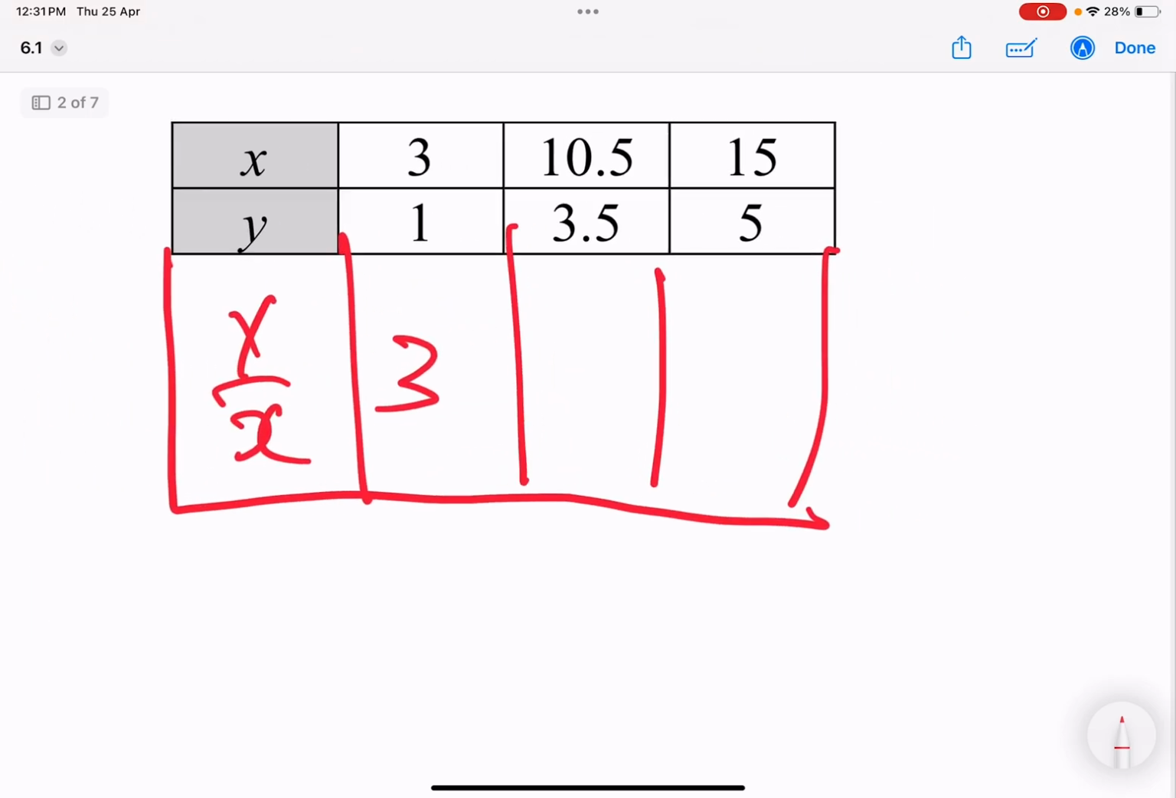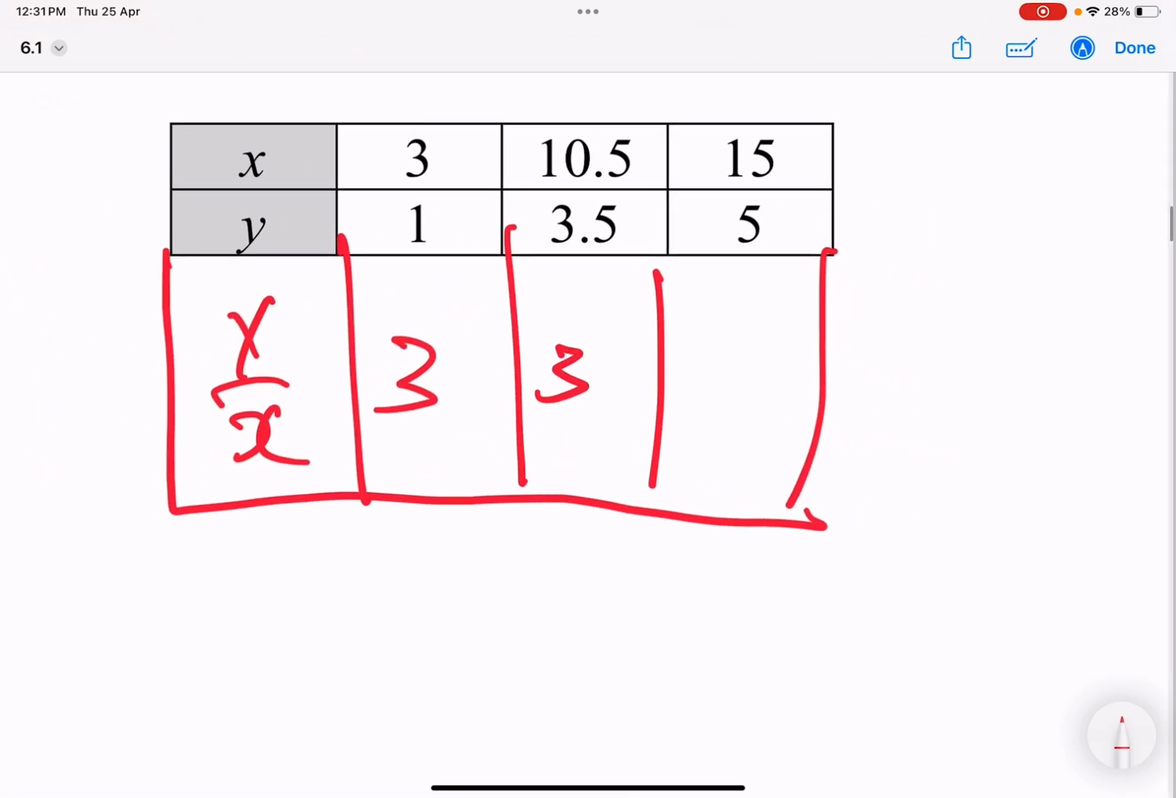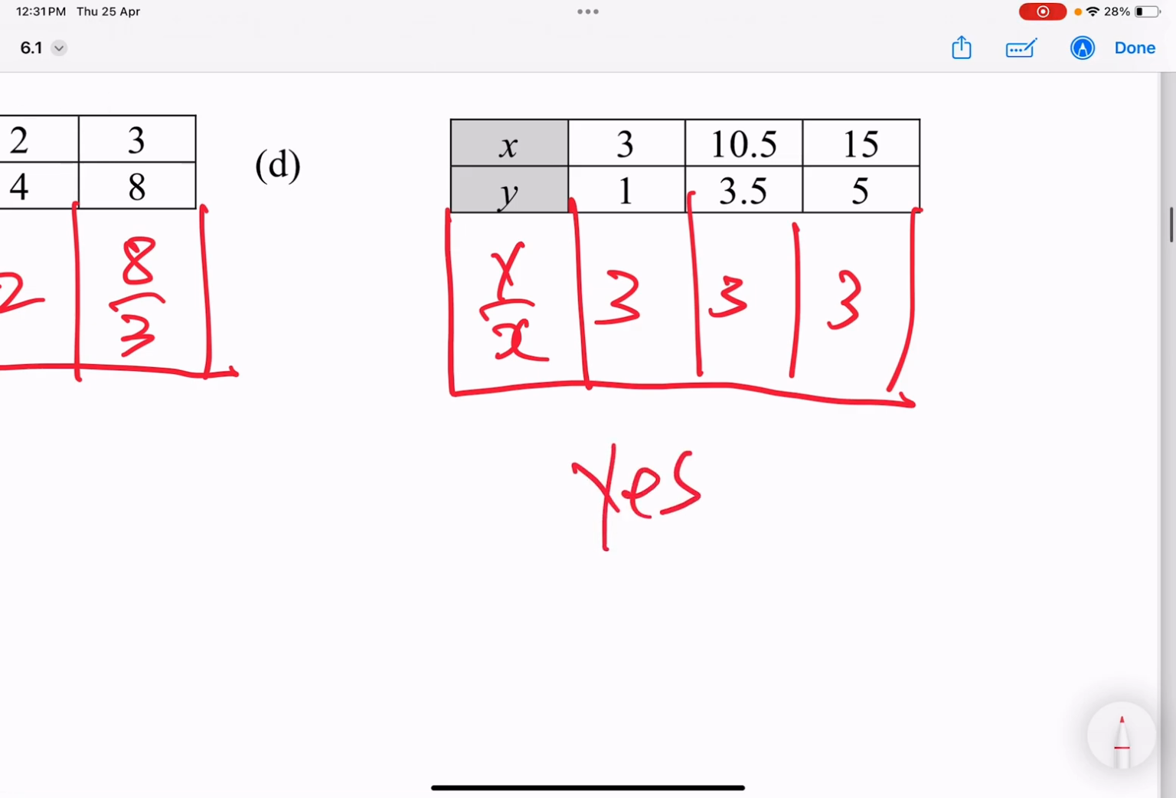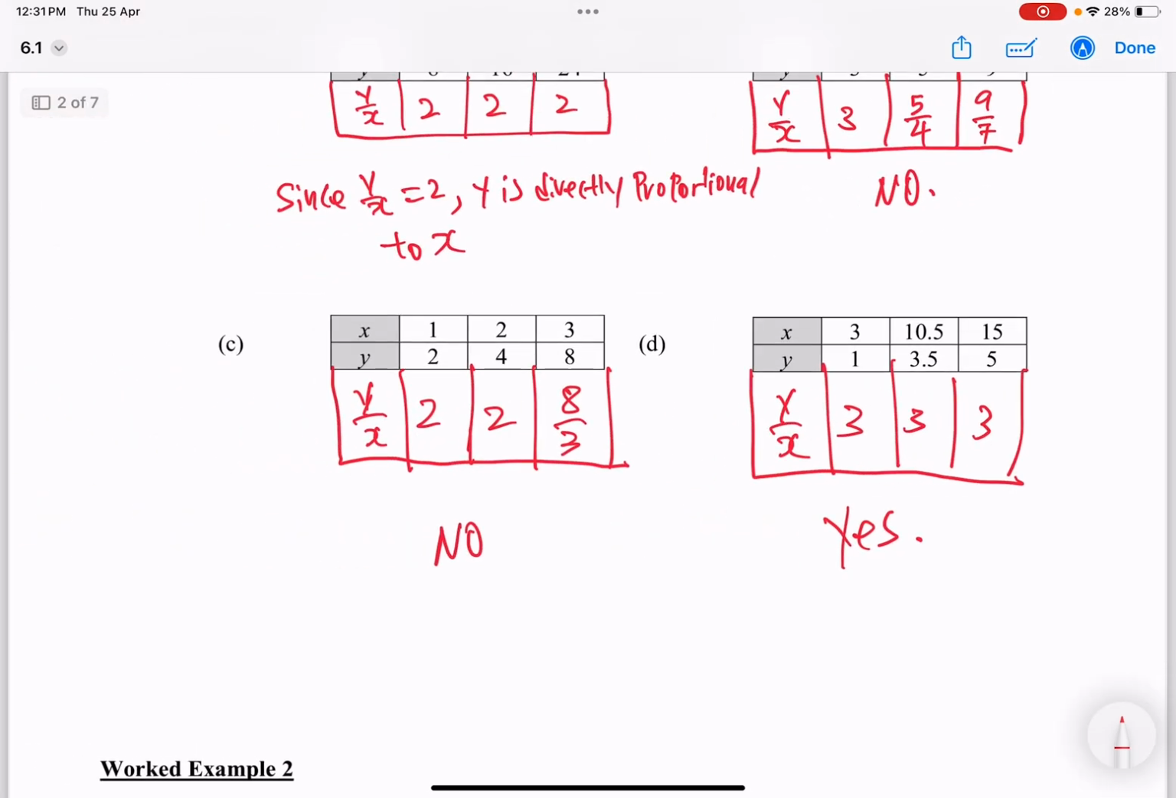Okay, what is the next answer? 3 and 3. So is this directly proportional? Yes. The answer is yes. This is directly proportional. Why? Because the value of y over x is always the same.